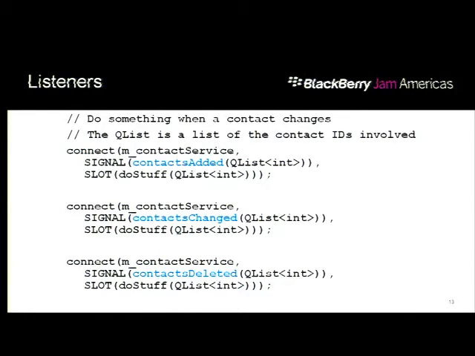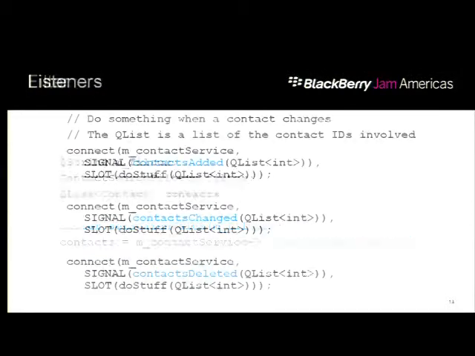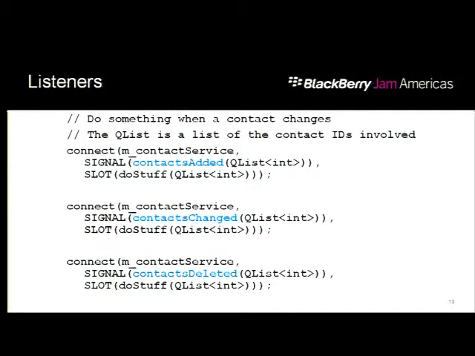Listeners let you listen for when something changes on the device. You can set up a listener for when a contact is added, changed, or deleted. It's just the standard signals and slots paradigm from Qt. Connect to those listeners, and then do whatever you want. In this case, I don't actually show you, but you can do whatever you want.